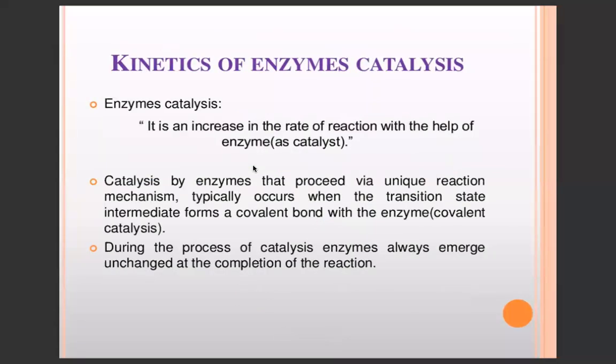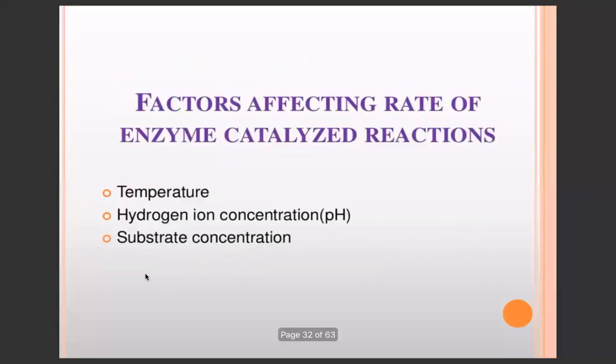Enzyme catalysis is an increase in the rate of reaction with the help of an enzyme. Catalysis by enzymes that proceed via a unique reaction mechanism typically occurs when the transition state forms a covalent bond. These are all old statements, you know. During the process of catalysis, the enzyme always emerges unchanged. At the end of the reaction, these enzymes which work as a catalyst are unchanged. Please remember this: enzymes don't change their shape while taking part in a reaction.